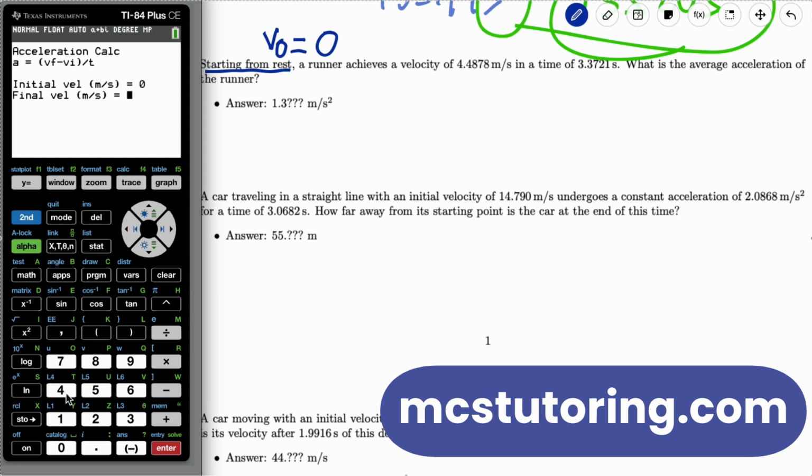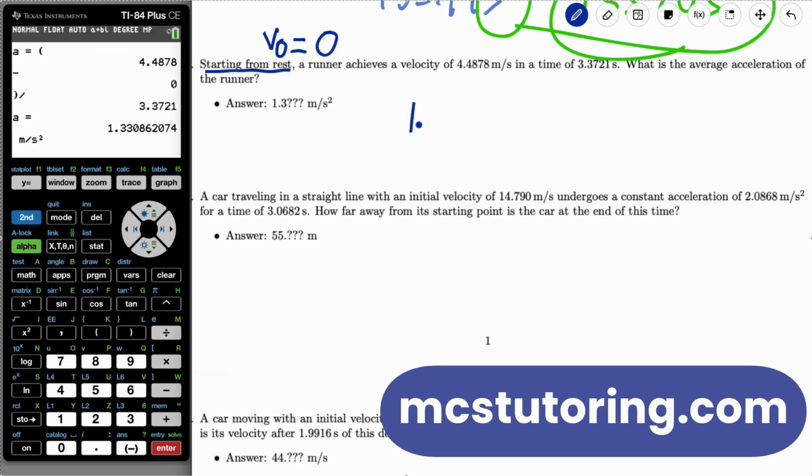And then what's its final velocity? 4.4878. And then the time, 3.3721. There we go. So we've got 1.33086. I know we're not going that far. We're just going 3 digits after the 3. But again, this trailing digit, right? This 8 is 5 or larger, so I got to bump that up by 1. So it's going to be 1.331 meters per second squared.